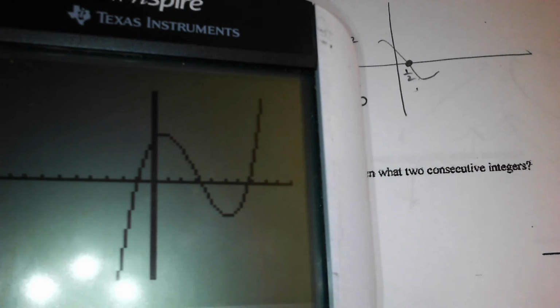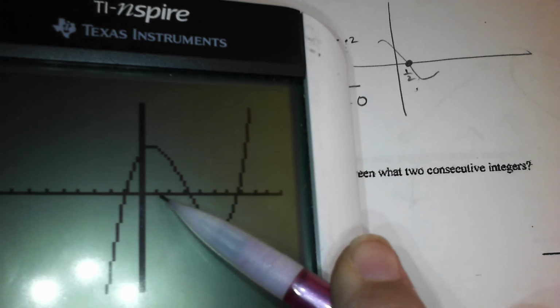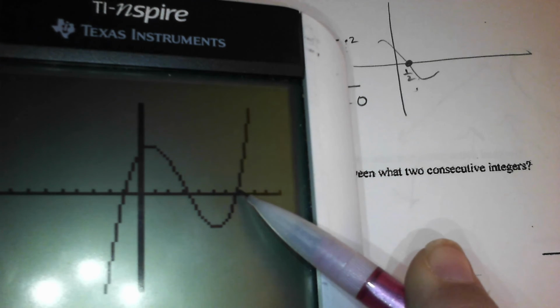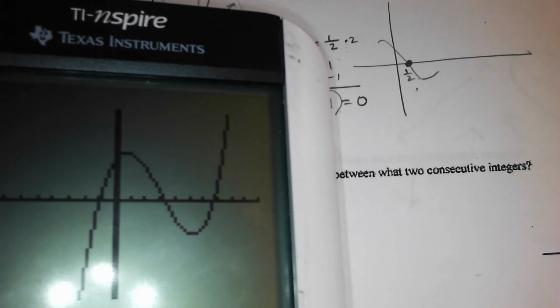And then to answer their question, between what two integers does the largest root fall? Well, here's my largest root. 1, 2, 3, 4, 5, 6, 7. It's between 6 and 7. Okay?